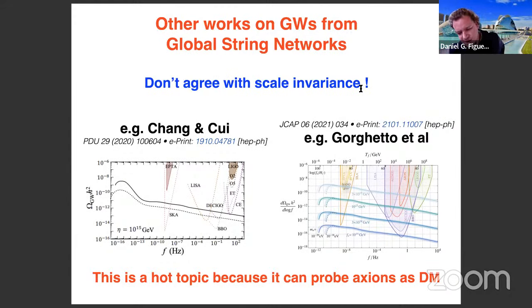They rather make other predictions which enhance the amplitude of the gravitational wave background compared to ours, and they have some tilt. The reason why they don't agree is because they introduce a number of ingredients different than the ones we are considering. And of course, the question is who is right, who is wrong, or if any of us, you know. So this is a hot topic because it can be used to probe the gravitational wave background from a network of axion strings, which is expected in axion dark matter scenarios.